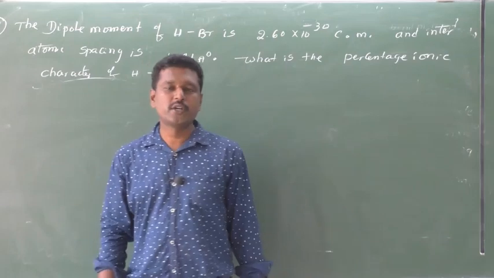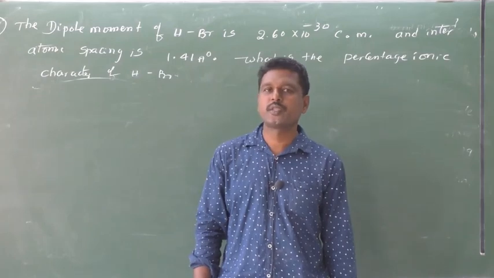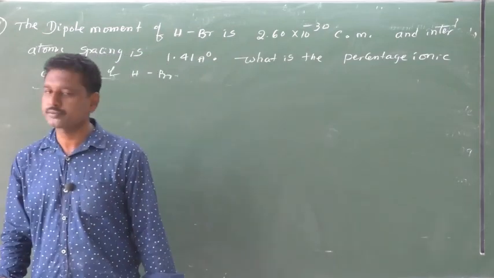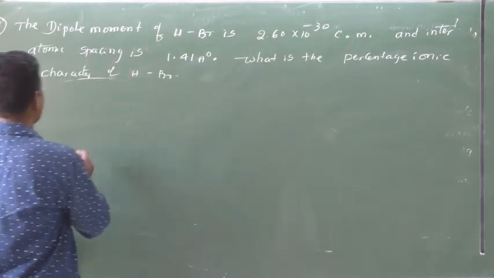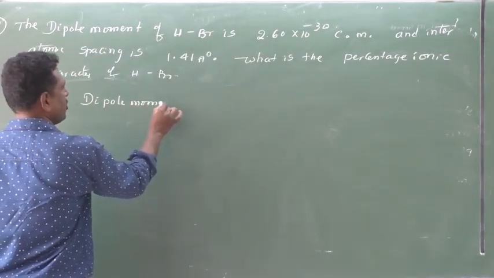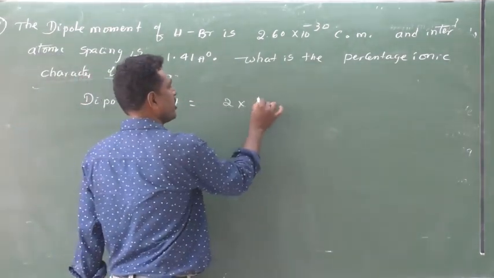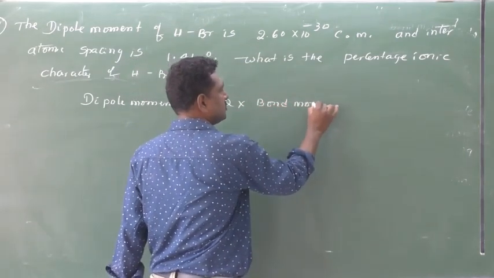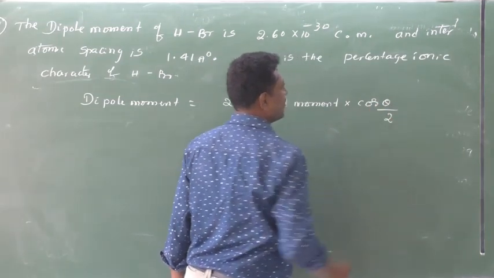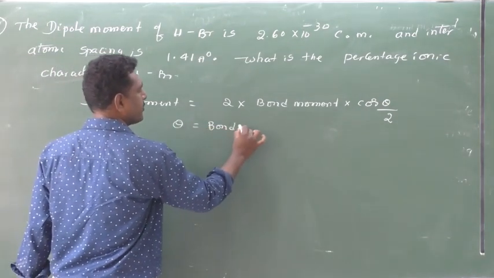Good morning students. Today we discuss numericals of dipole moment. These numericals are based on two formulas. The first formula is dipole moment equal to 2 into bond moment into cos theta by 2. Here theta equal to bond angle.